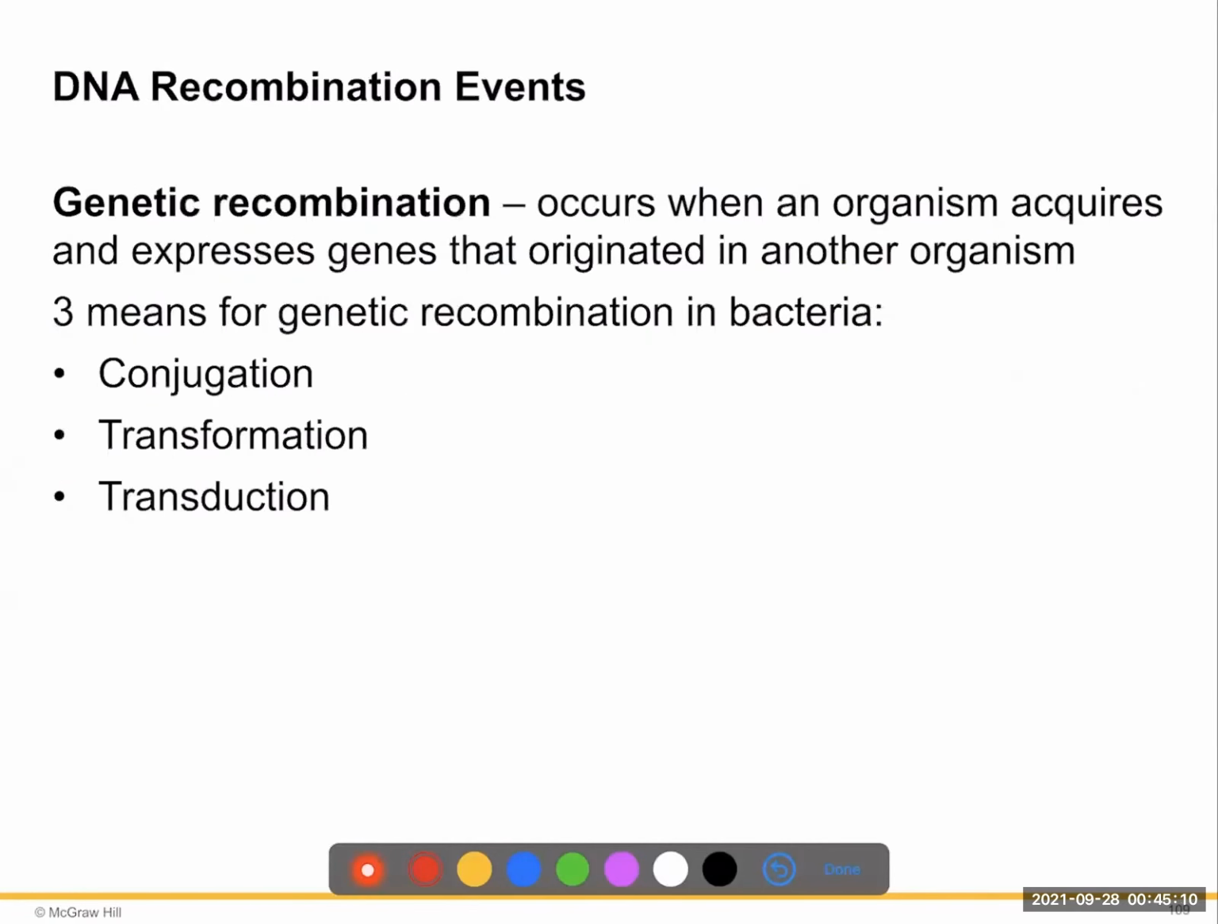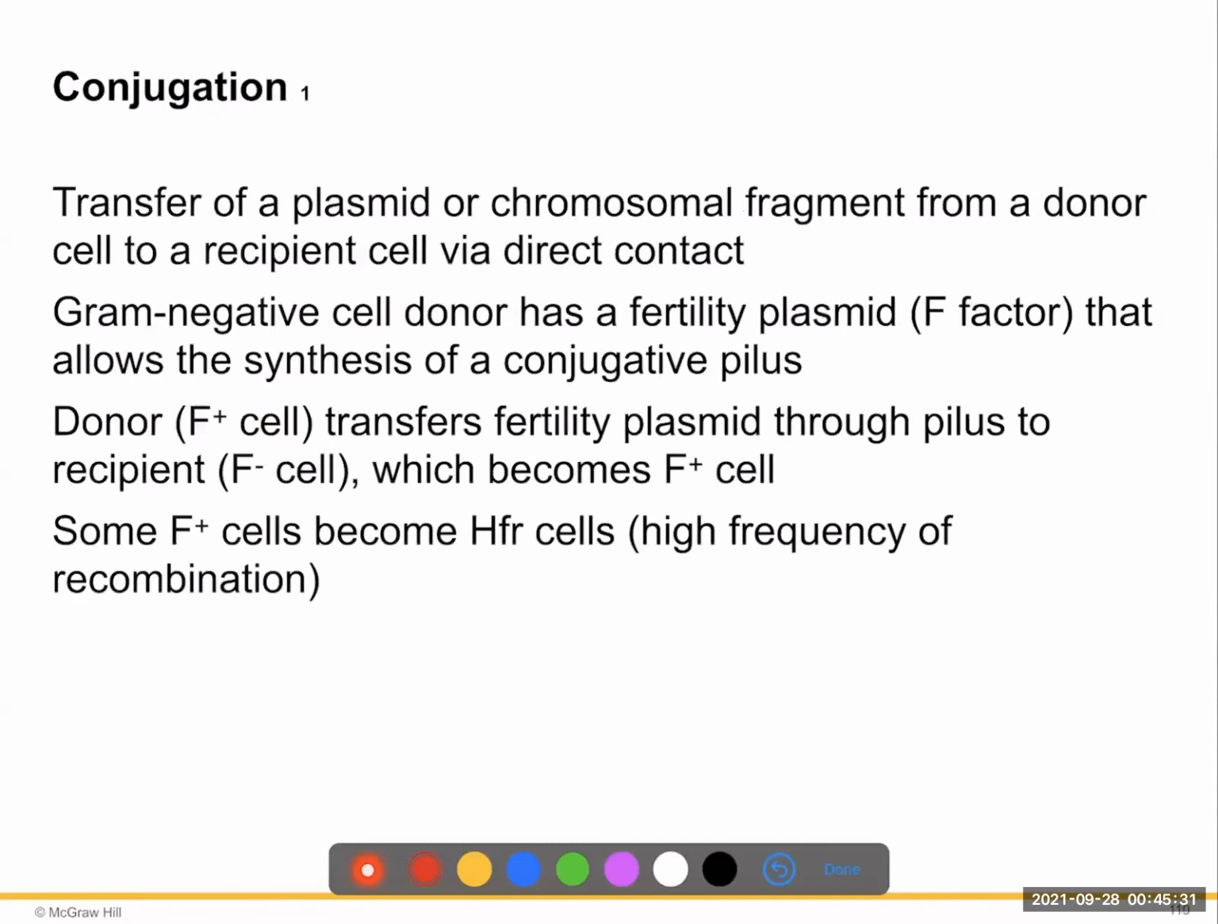Genetic recombination occurs when an organism acquires and expresses genes that originate in another organism. So a gene in one organism is transferred to the DNA in another organism. There are three means for genetic recombination: conjugation, transformation, and transduction. Conjugation is a transfer of plasmid. Remember, bacterial DNA is a circle plasmid. It is the transfer of a plasmid or a chromosomal fragment from a donor to a recipient by direct contact.